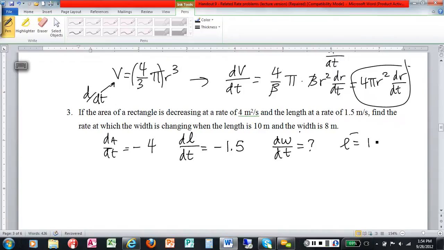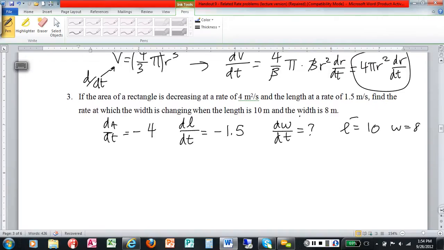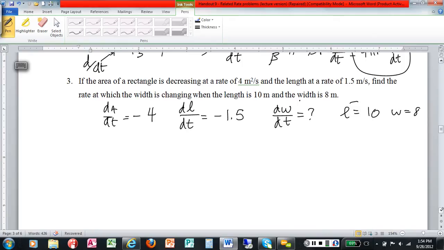Length is 10, width is 8. That's all my given stuff, isn't it? With me? Okay, so that's just writing all the information down. What do I need next to write down? Need a little formula, don't I? Here I'm talking area of a rectangle. What's the area of a rectangle? That's the easiest one of the bunch, isn't it? Length times width.